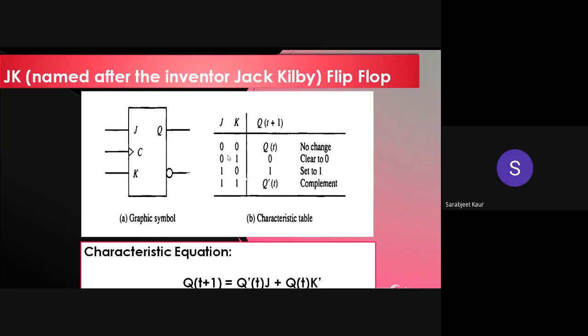Like the SR flip-flop, when I give it 0, 0, it gives me the no change condition. 0, 1, it gives me 0. 1, 0, it gives me 1. At 1, 1, it gives me Q dash T. So there are two important functionalities available in this flip-flop: one is the no change condition and the other is the complement. Is this clear?